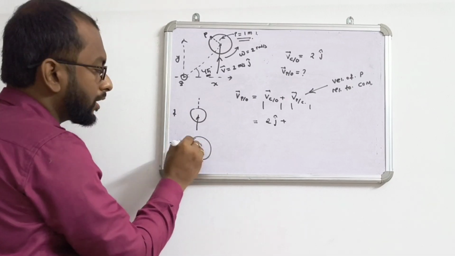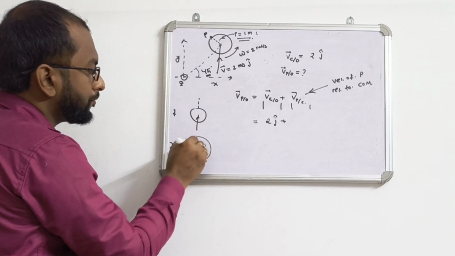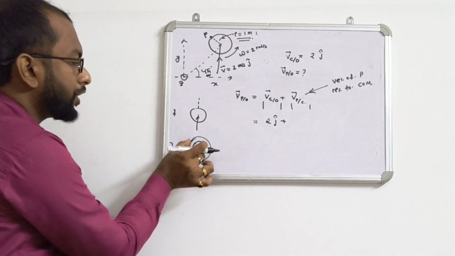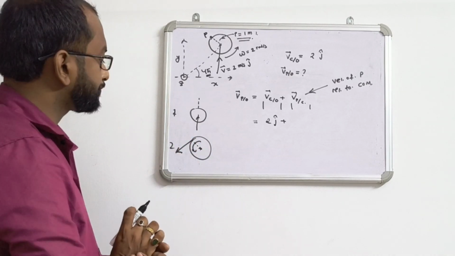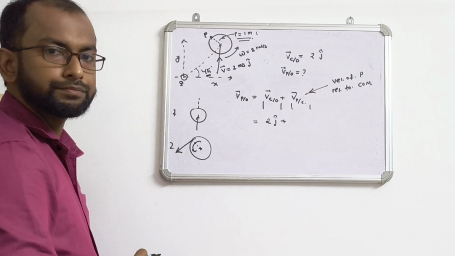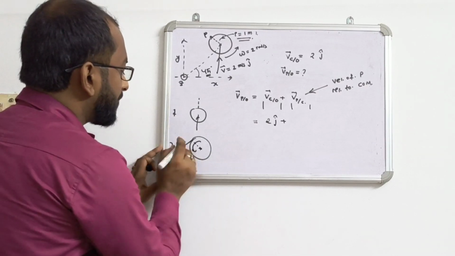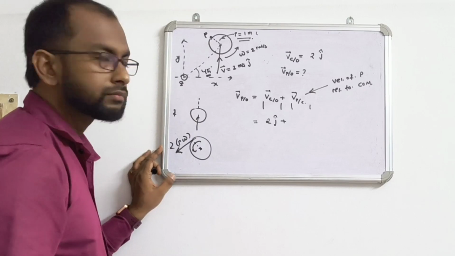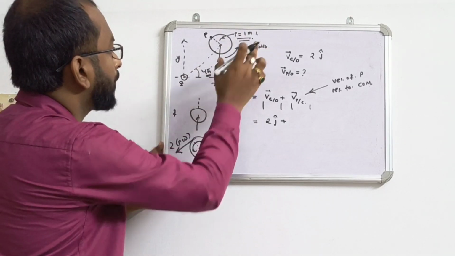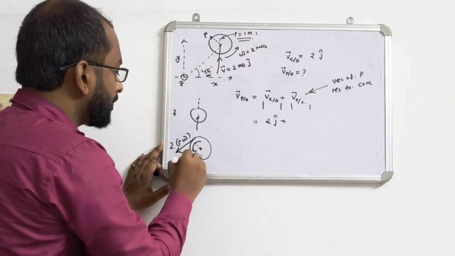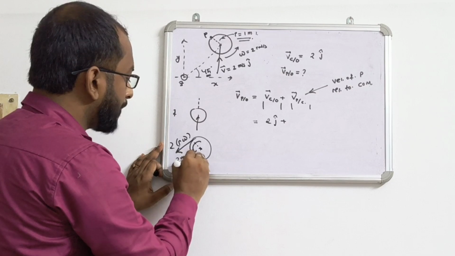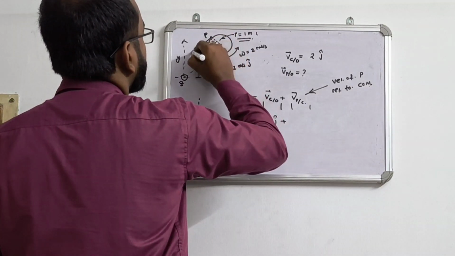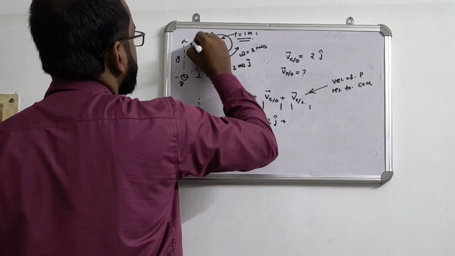If I am standing here, I will see that the velocity of this point is perpendicular to the distance vector from the center of mass, in this direction. And that velocity is going to be r into omega. What is r? R is 1 meter, omega is 2. So basically this becomes 2 meter per second, in this direction. So the velocity of this point with respect to the center of mass is 2 meter per second in this direction.